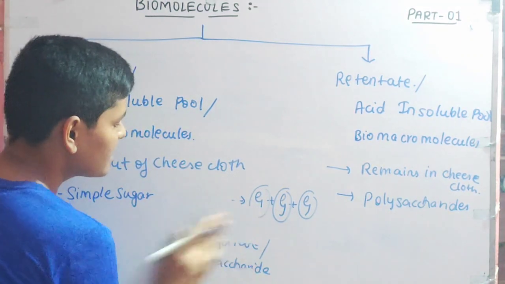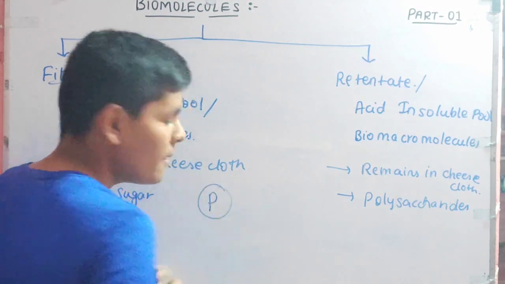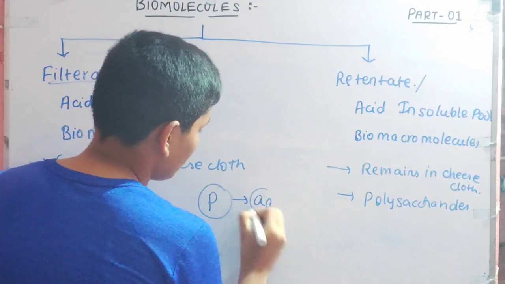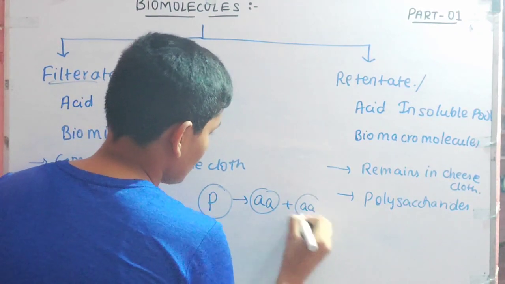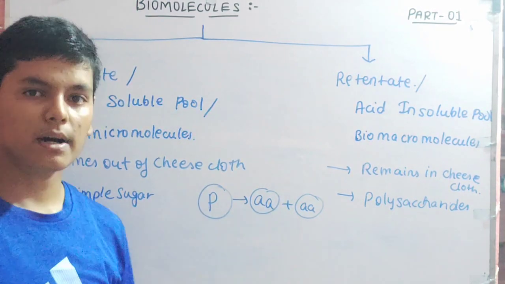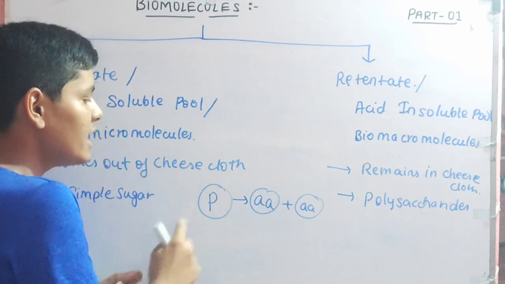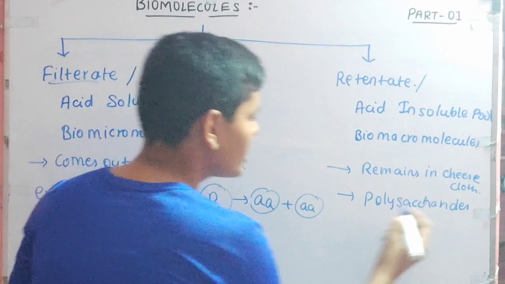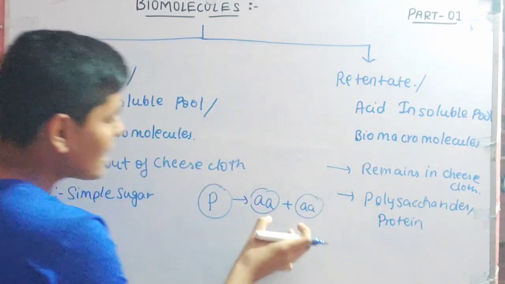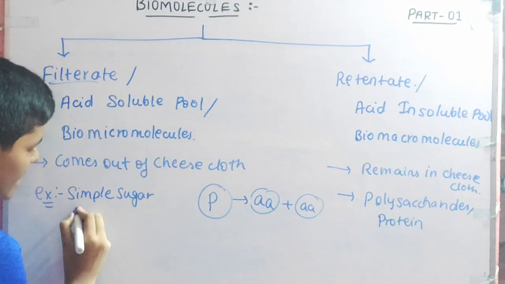Now similarly, let us talk about another compound, that is protein. Proteins are made up of very small amino acids. We know that there are 20 types of proteinaceous amino acids. These amino acids will combine in different proportions to form a protein. Over here, protein is a large molecule, so protein will come over here. And over here, amino acids are the small monomers which will make the protein, so over here you will get amino acids.